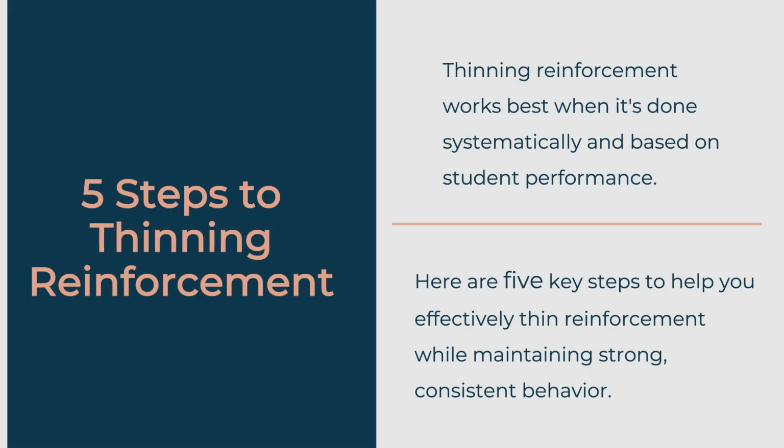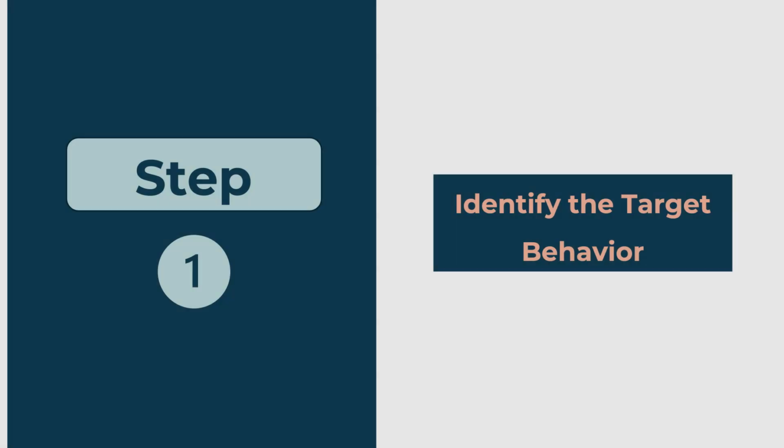Thinning reinforcement works best when it is done systematically and based on student performance. Here are the 5 key steps to help you effectively thin reinforcement while maintaining strong, consistent behavior. The first step in the thinning process is to clearly define the behavior you want to reinforce. The target behavior should be specific, observable, and measurable. For example, a teacher might decide to reinforce a student for staying seated during independent reading time for at least 10 minutes without engaging in disruptive behavior. Once the target behavior is identified, it provides a clear focus for the reinforcement process.